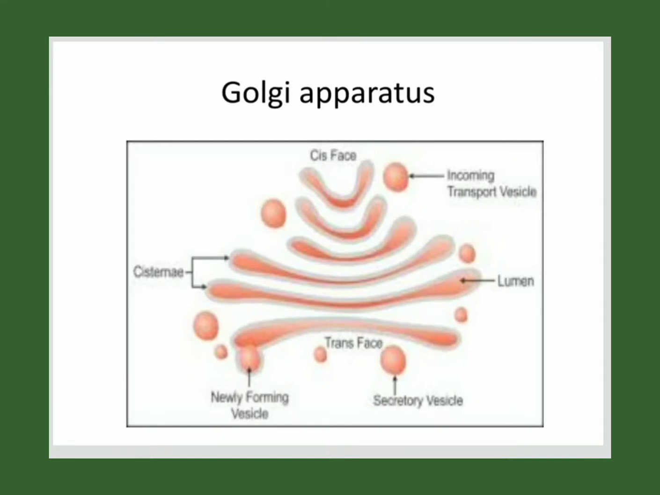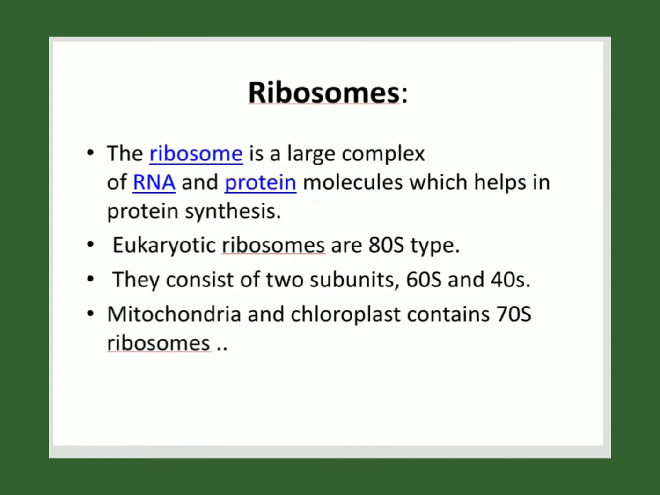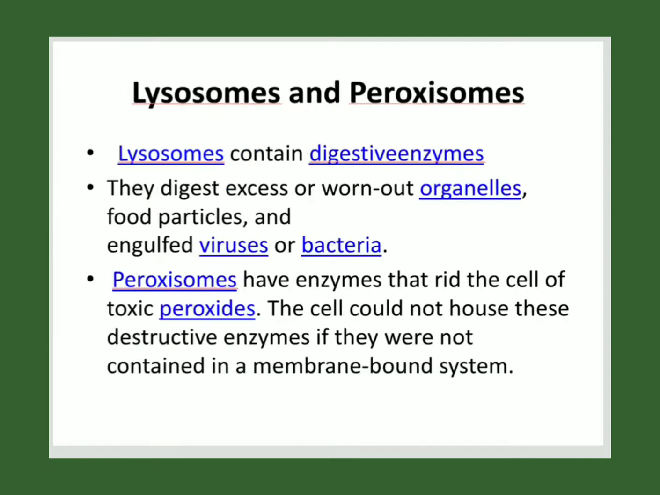Next cell organelle is the ribosome. Ribosome is a large complex of RNA and protein molecules which helps in protein synthesis. In eukaryotes, 80S ribosomes are present with two subunits, 60S and 40S. But mitochondria and chloroplasts, which are semi-autonomous, contain 70S ribosomes. So eukaryotes contain both 80S and 70S: 80S in the cytoplasm, 70S in the mitochondria and chloroplast. Their main important function is protein synthesis.